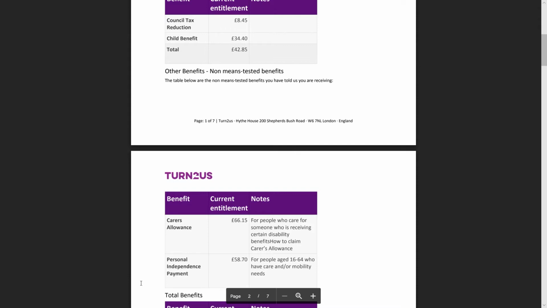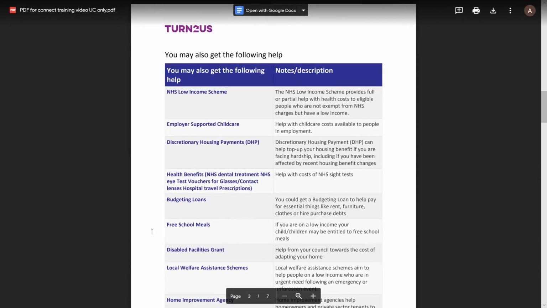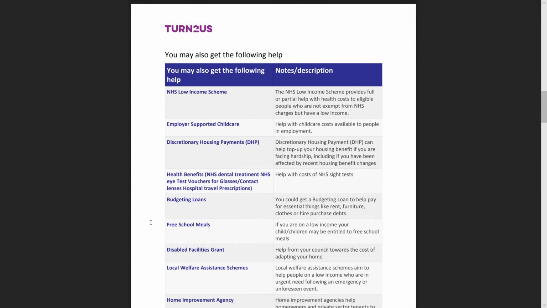Well, let's have a look at the second section, other help. Now this section is personalised based on the information the client has given us, but we can't say for certain whether they're likely to have entitlement to everything identified here. All the same, the help listed here often goes underclaimed, and it can make a real difference to people's circumstances.